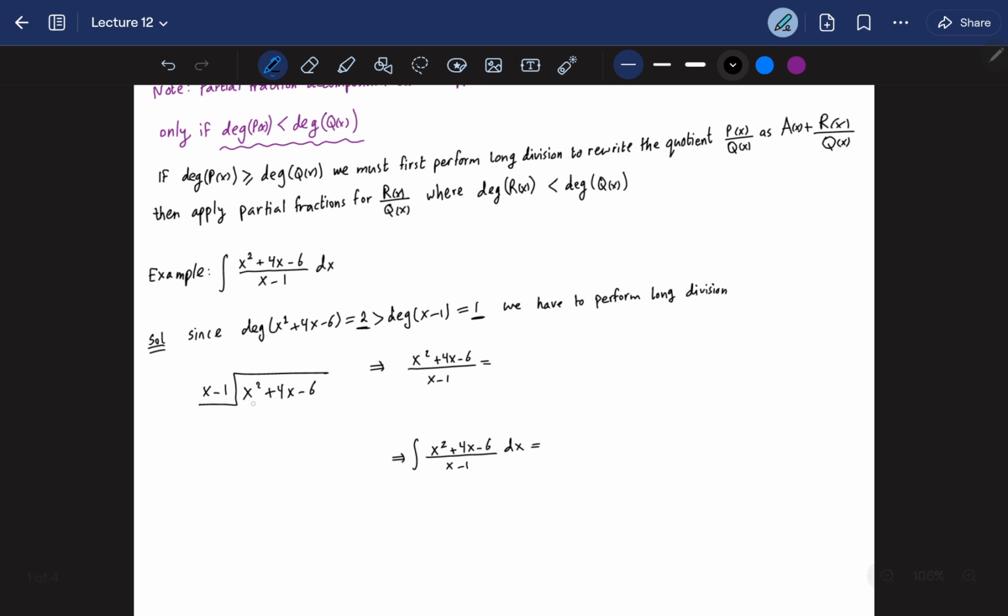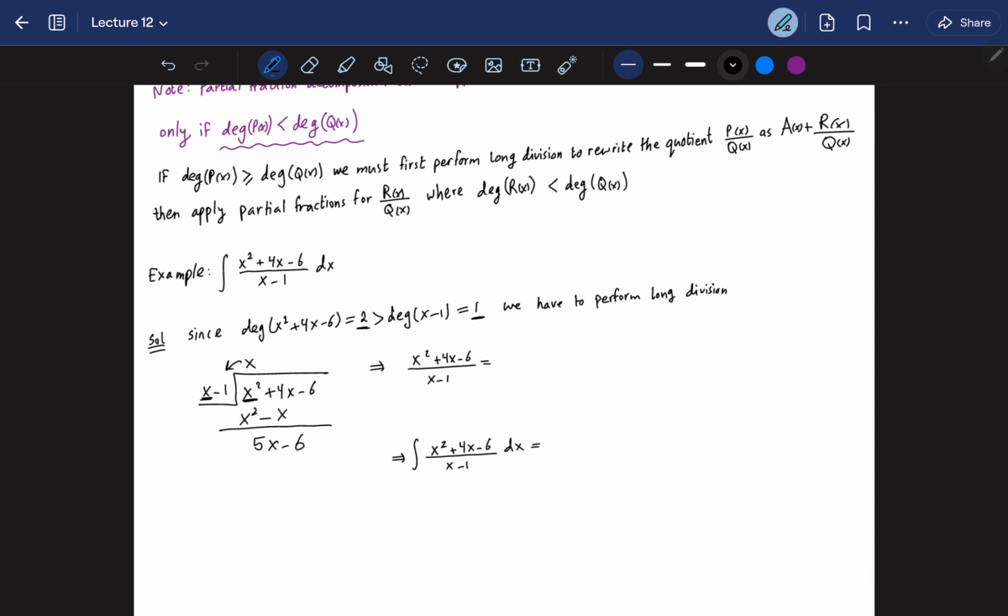Let me remind you. You take the term with the highest degree and divide it by the term with the highest degree here. So x squared divided by x is just x. Once you get your x, you multiply. So x times x is x squared, x times -1 is negative x. And then you subtract. x squared minus x squared goes away. Then 4x minus negative x is 5x minus 6.